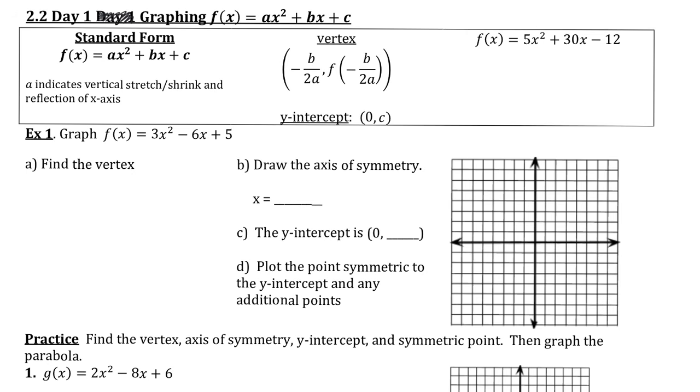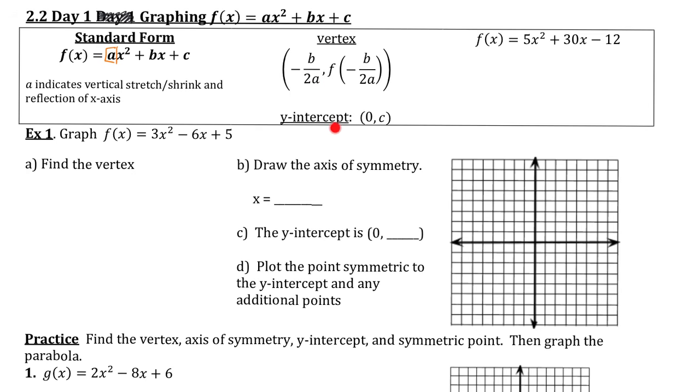Just like in the previous format, this is the a value. The a still tells you whether there is a vertical stretch or shrink, or if there's a reflection over the x-axis. If you're graphing in standard form, the two pieces of information we want to have are the vertex and the y-intercept. To find the vertex, we use a formula, negative b over 2a, and that tells us the x value of the vertex. We take the x value and plug it back into the original equation to get the y value, and that will give us the vertex.